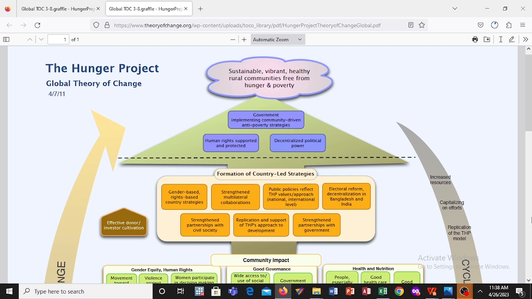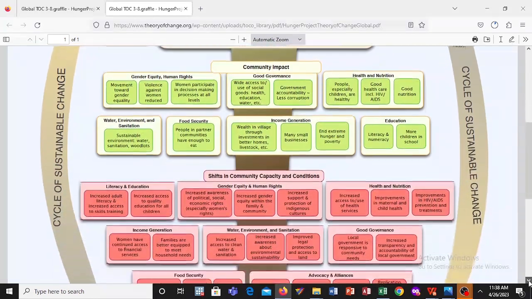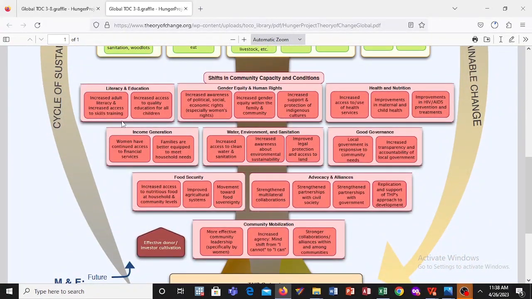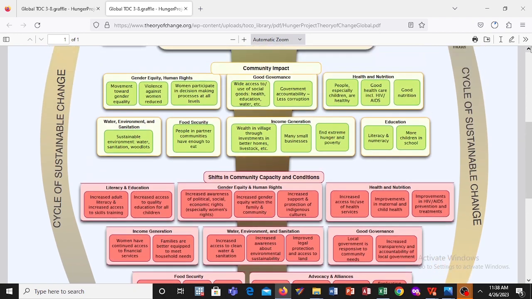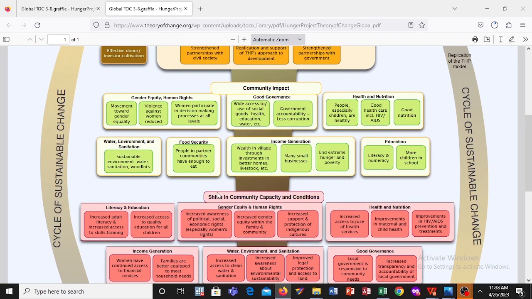strategies. So here in the theory of change, they have the outputs that will lead to the short-term outcomes. There are very many outcomes. They have community mobilization, food security, advocacy and alliances, income generation, water and sanitation, good governance, literacy and education, gender equity and human rights, health and nutrition. Under this, the overall outcome is the shifts in community capacity and conditions. And second, short-term outcomes are gender equity, water and sanitation, income generation, health and nutrition. These are under the community impact outcome.